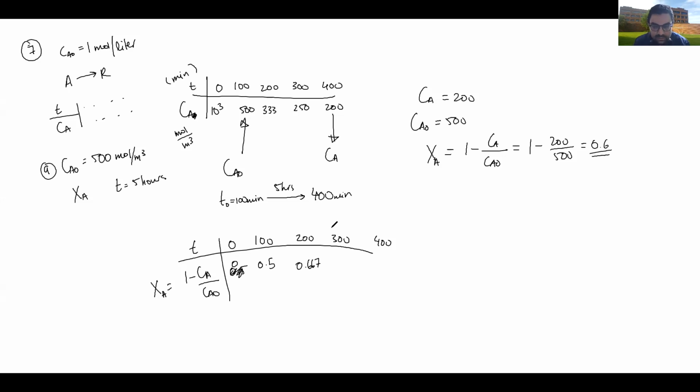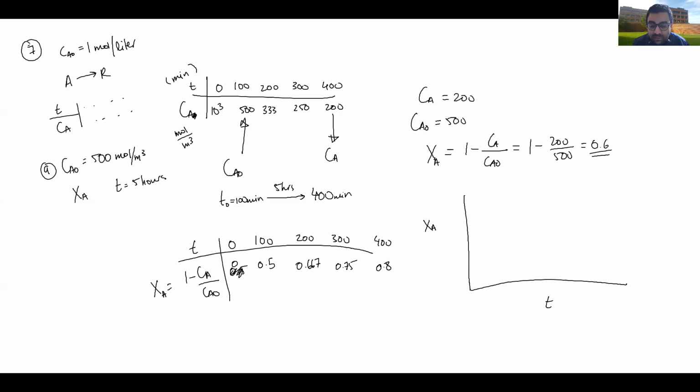In this case it will be 250 divided by 1,000. 1 minus answer, in this case it's 0.75. And then the final, for t equals 400, it's 200 divided by 1,000. 1 minus answer, it will be 0.8, right? So this is the data you have, and now you just need to plot t versus xa and see if it matches any of the cases, right?